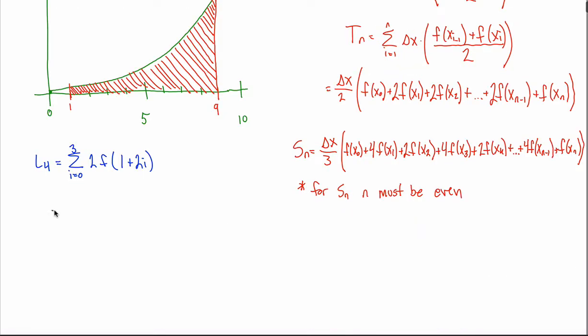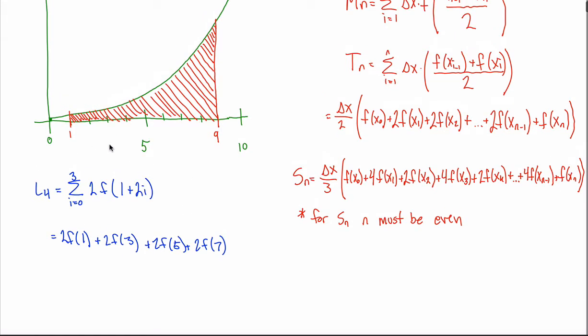And this, in sigma notation, can be expanded to be 2 times f of 1, because when i equals 0, 2 times 0 is 0, and 1 plus 0 is just 1. So 2 f of 1 would be my first term when my index is 0, plus 2 times f of 3, because when my i changes to 1, I have 1 plus 2 times 1, and 2 times f of 5, and 2 times f of 7. And I stop when I get to f of 7 because my index stops when it reaches 3. And when i equals 3, I got 2 times 3 is 6, plus 1 more is 7.